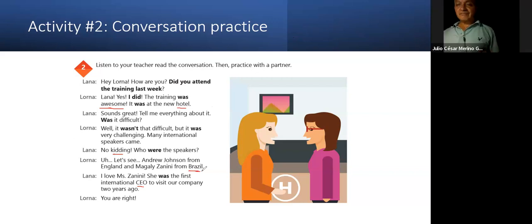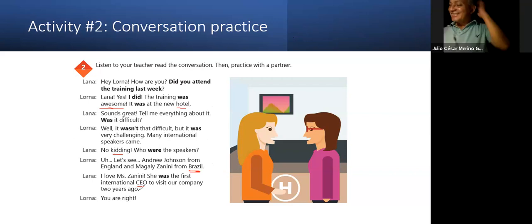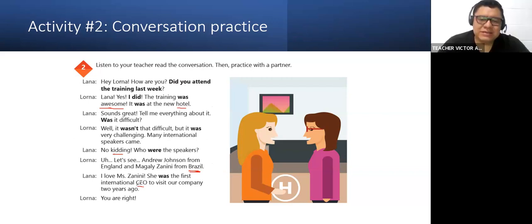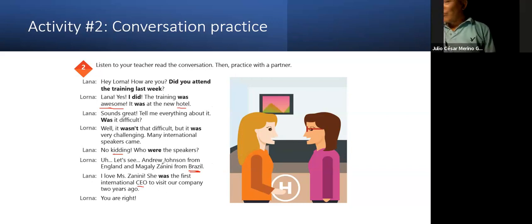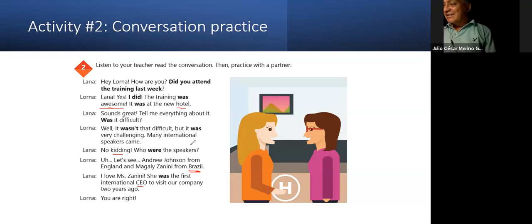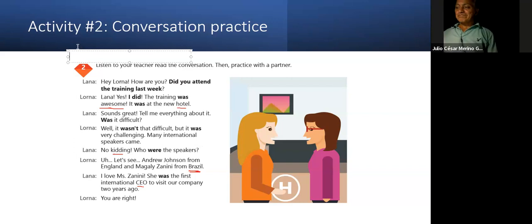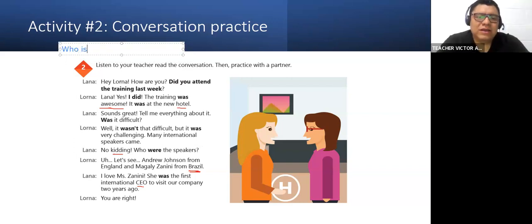So hotel, this one, no kidding. Brazil, Brazil. And the other one, CEO, right? CEO. CDO. What means CDO, teacher? No, CEO. CEO, it's like the manager, you know, the top manager in a company, right? Mostly it's like the owner. For example, at executive level, right?